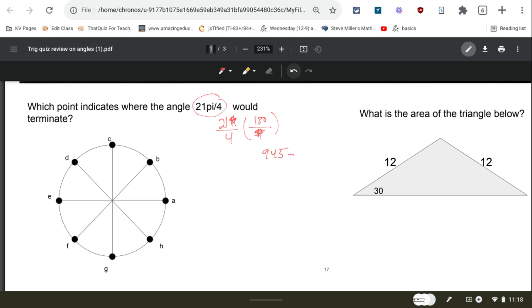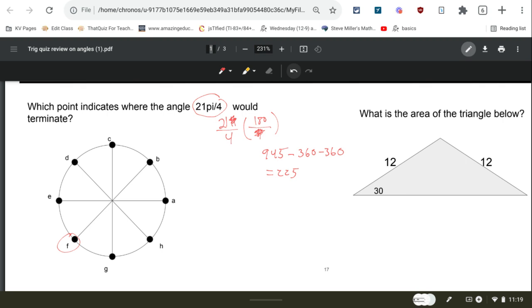And I could subtract off a couple of 360s from it to bring it between 0 and 360. All right, that's going to make it 225. And that's going to be angle F, right? Or position F is where 225 would be, because E is 180.